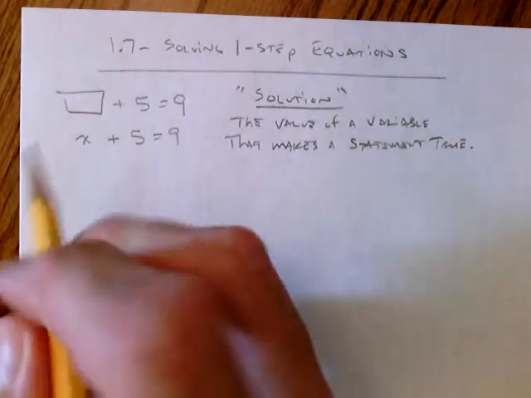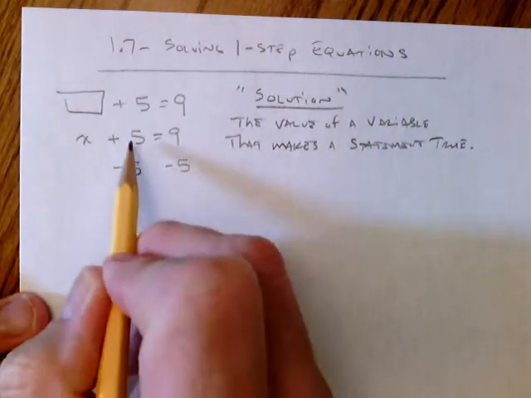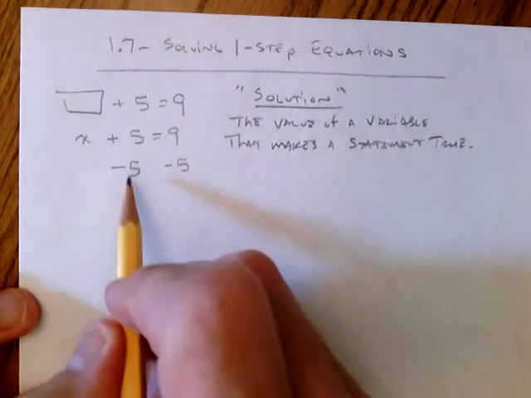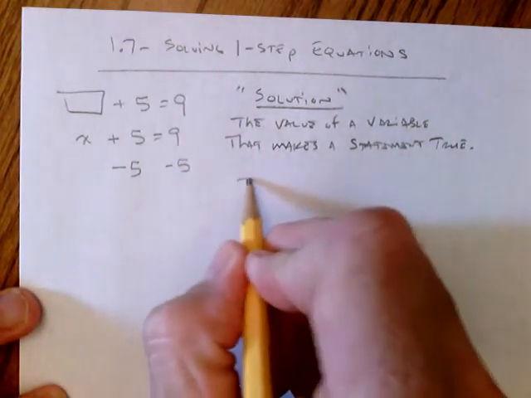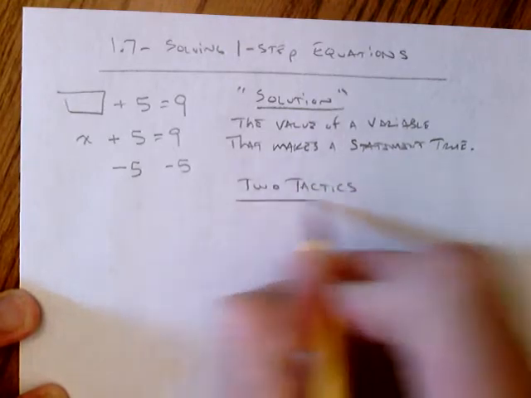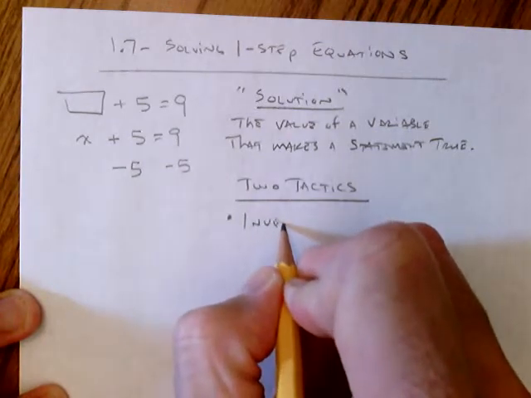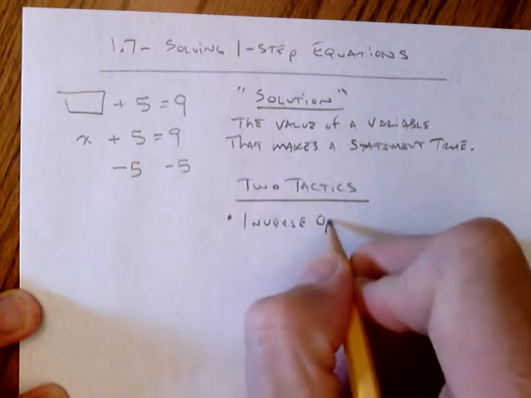Well, if we think back of what we've done previously, and during class time, several of you told me, hey, we're going to subtract 5 here. Well, why are we subtracting 5? So you've got 2 tools or 2 tactics that you can use to solve equations. The first one is called inverse operations.